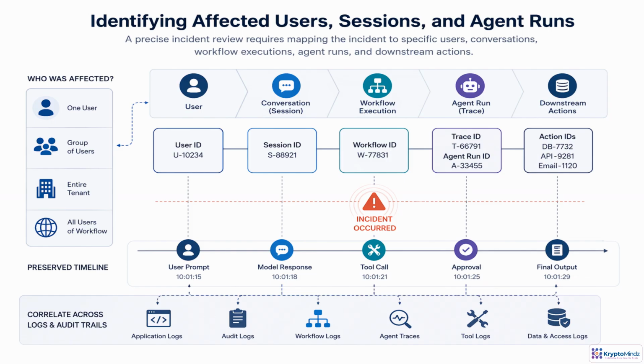Precision in an incident review comes from correlation. Start with the person or tenant, then connect the session, workflow execution, agent run, and downstream actions. Those IDs help answer scope. Was this one user, a group, an entire tenant, or everyone using that workflow? Preserve the event timeline as well: prompt, model response, tool call, approval, and final output. Also separate direct harm from indirect spread, such as contaminated shared memory or reused retrieved context. The goal is a defensible impact map, not a vague incident narrative.